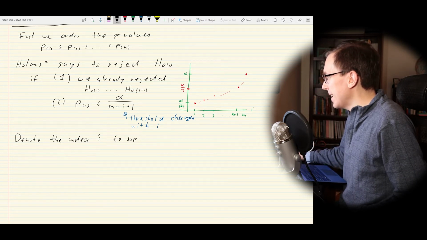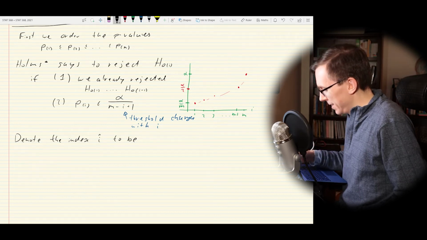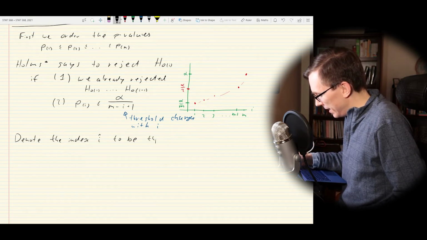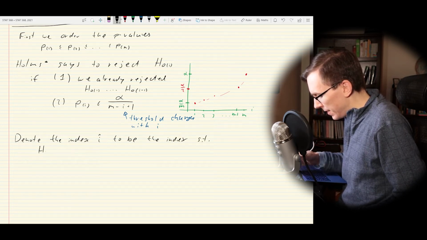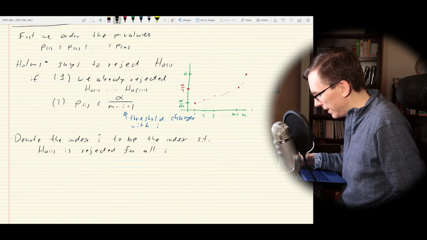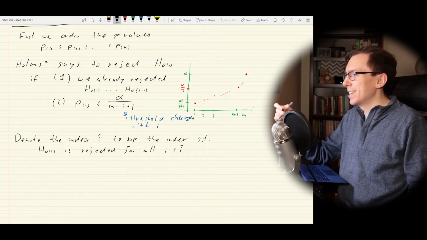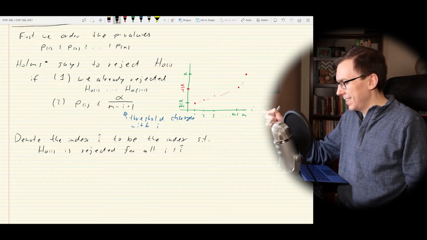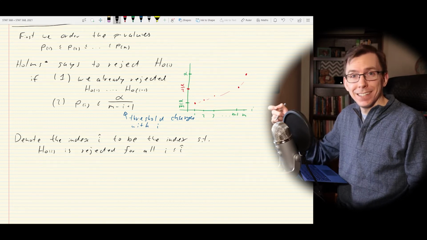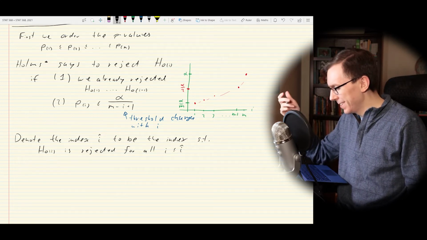This is the index such that h naught I is rejected for all I less than or equal to I hat. So it's kind of the largest index that gets rejected, all right, by Holm's method.